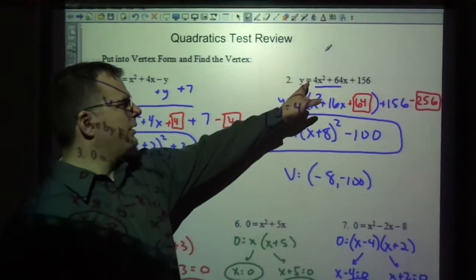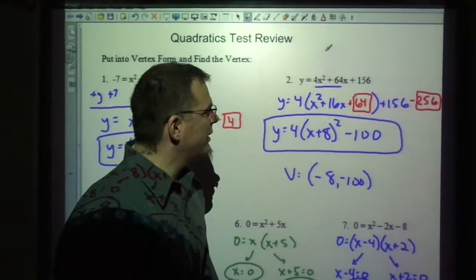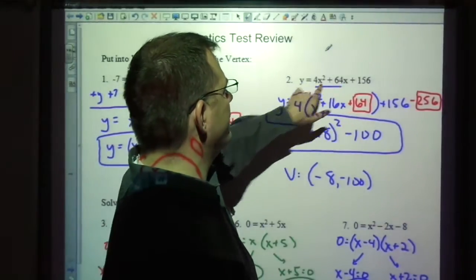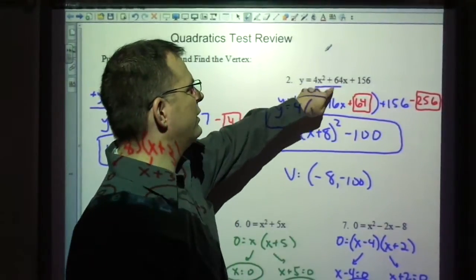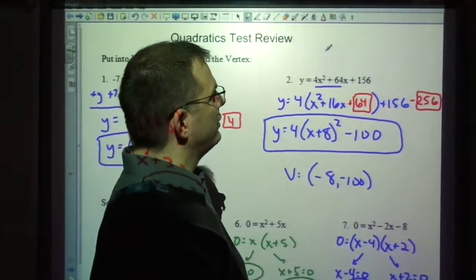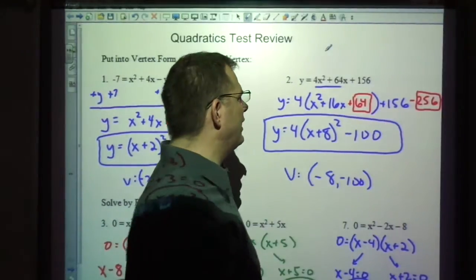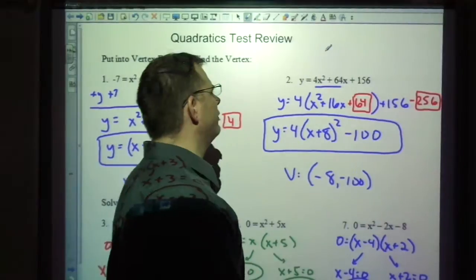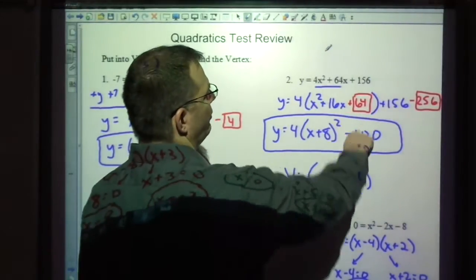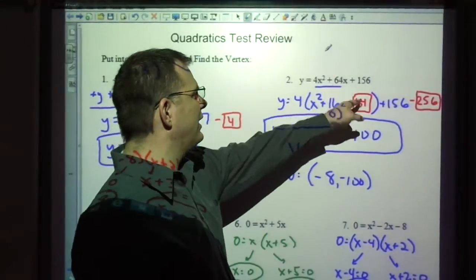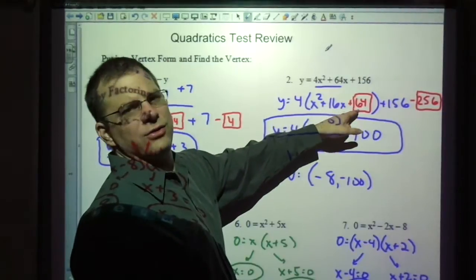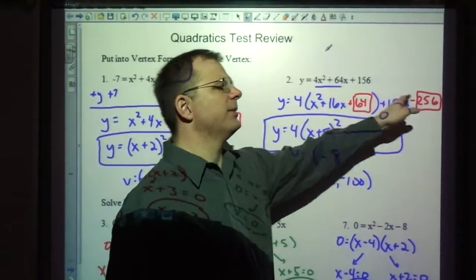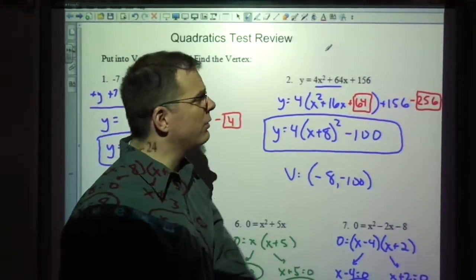In this one, the front number is something besides 1. So I have to pull out this coefficient, pull out this 4, which leaves me x squared plus 16x, and move the 156 over to the side. What goes in the box is half of 16 squared, which is 64. Multiplying here, though, I'm really adding a 64 times a 4, so I'm adding 256. So I need to subtract 256 to keep it equal.